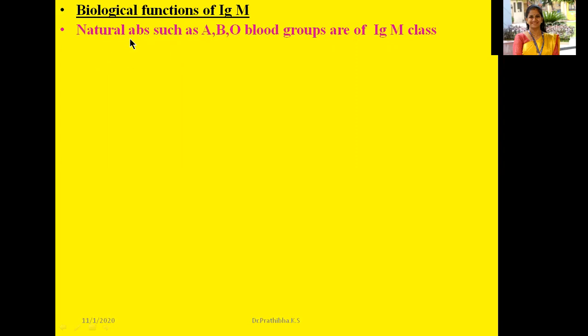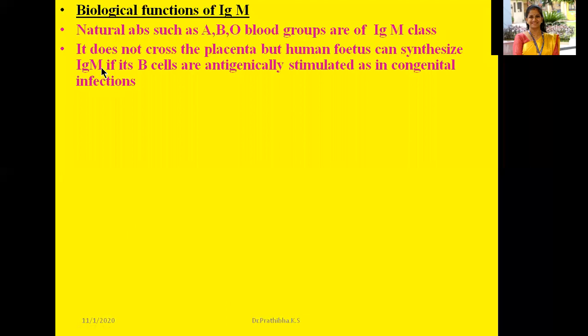Okay, further natural antibodies such as A, B, O blood groups are of IgM class. Well, we have seen that in the blood group condition, we can say that the presence of some of the natural immunoglobulins are natural antibodies which are present in the serum. So all those are actually the type of IgM class.